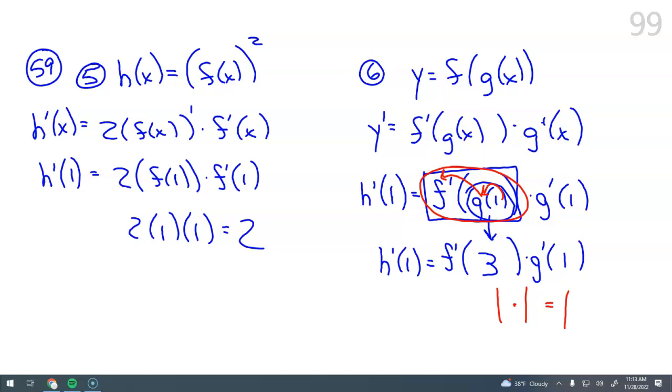g prime of 1 is negative 2. Sorry, my process is good. So g prime of 1 is negative 2. I missed that part up at the end. So is the answer negative 2?